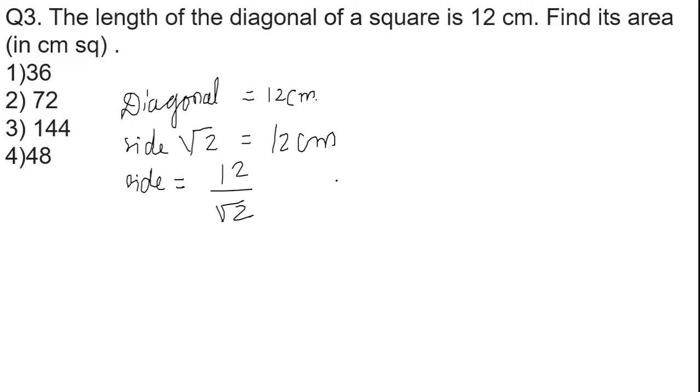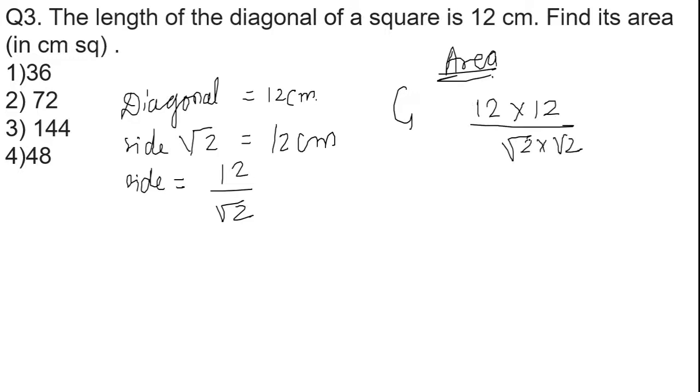Okay, so here you have to find the area. Yes, so area is the side square, that will give me 12 into 12 under root of 2 into under root of 2. Yes, so this will give me 6.